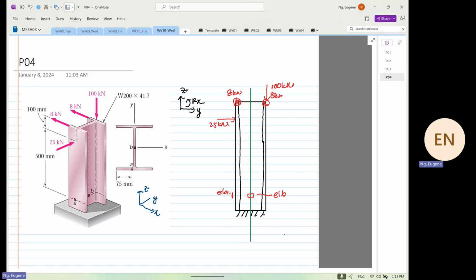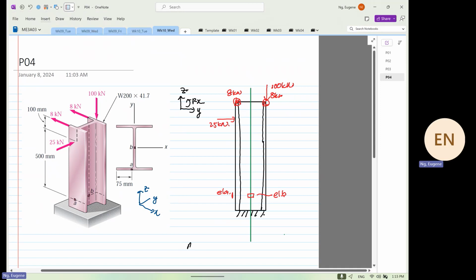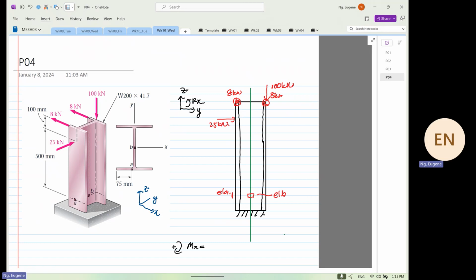So now I would like to deal with moment in the x-axis. This is the place where students make a lot of mistakes. What I like to do is consider clockwise as positive. You decide whether clockwise or counterclockwise is positive.